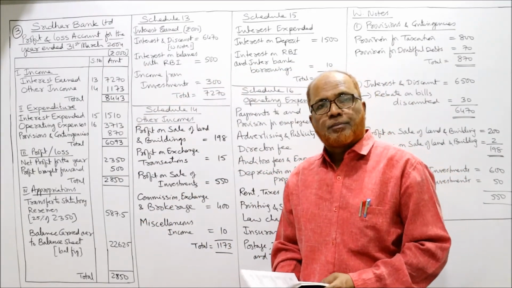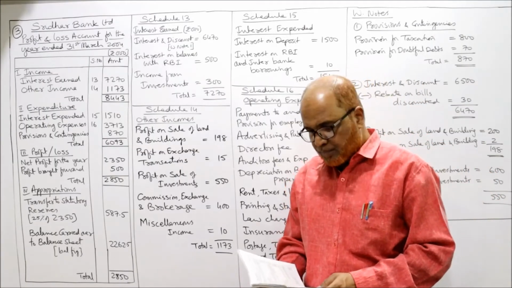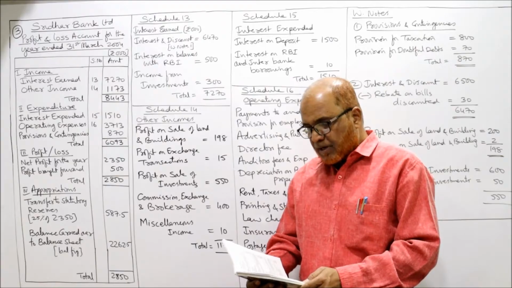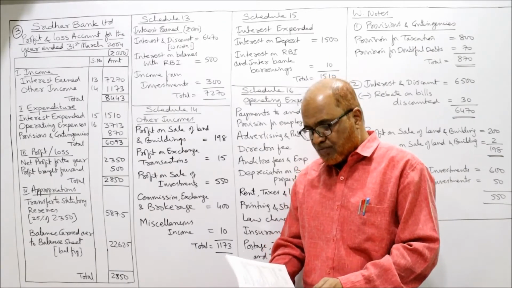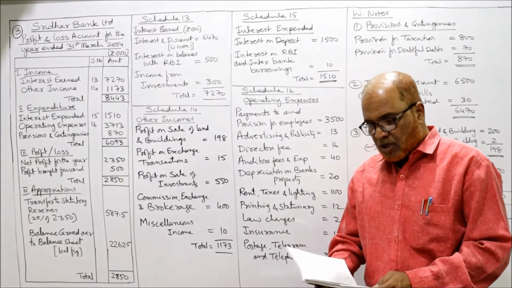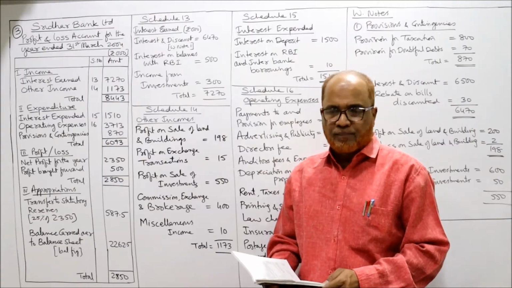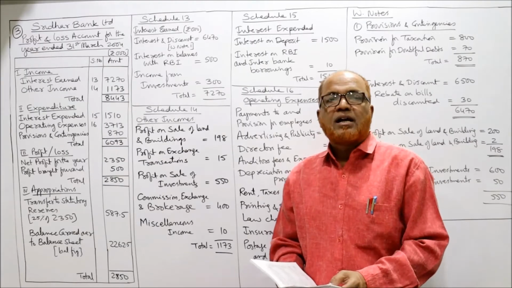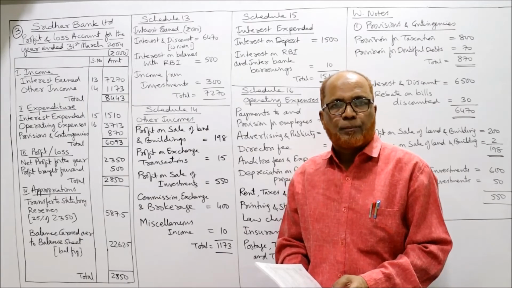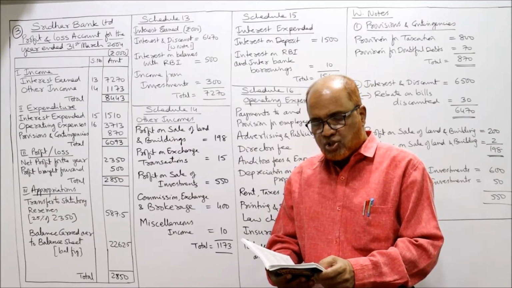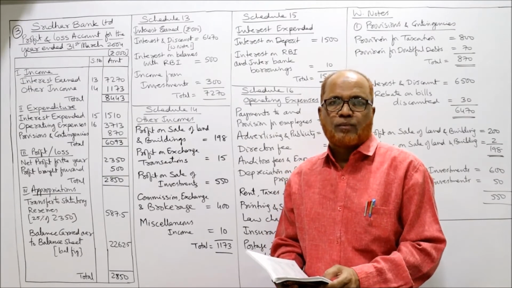Now see the third problem. Hope you have the problem set from the link given in the description. From the following particulars relating to Sridhar Bank Limited, prepare the profit and loss account for the year ended 31st March 2004 according to the prescribed format. Rupees in thousands, thousands omitted, three zeros ignored. Now interest and discount is an income, 13th schedule. Interest on balances with RBI, again 13th schedule.